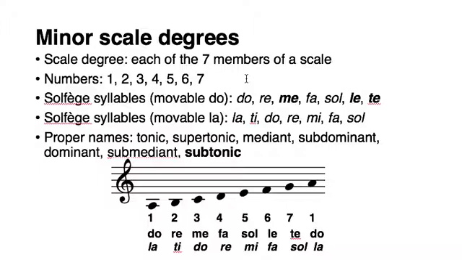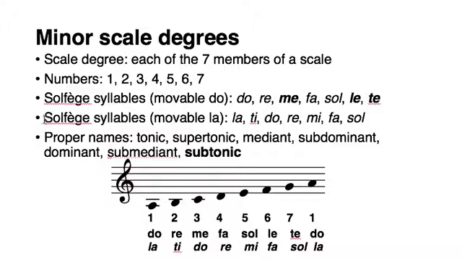In major scales, we had do, re, mi, fa, sol, la, ti, and in minor scales, when we use the movable do system, we have do, re, me, this is pronounced me, fa, sol, le, te. Now, these differences help when doing solfege, and they have a logic behind them, which will become apparent when we talk about intervals in upcoming videos.